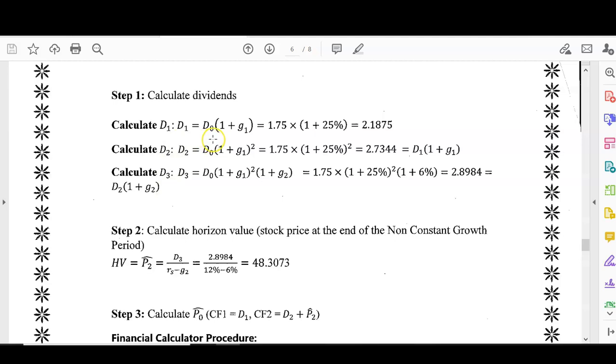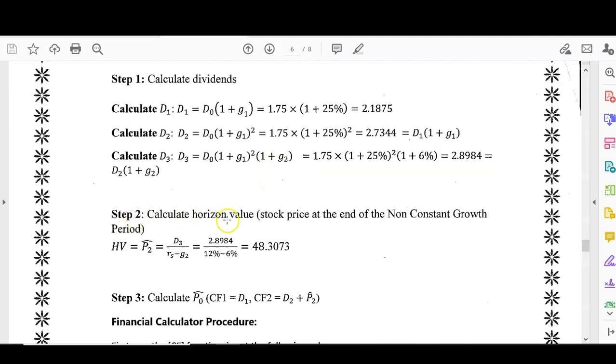D1 equals D0 multiplied by 1 plus G1. D2 equals D0 multiplied by 1 plus G1 squared. D2 is also D1 multiplied by 1 plus G1. D3, however, is D2 multiplied by 1 plus G2, or it is D0 multiplied by 1 plus G1 squared, multiplied by 1 plus G2.